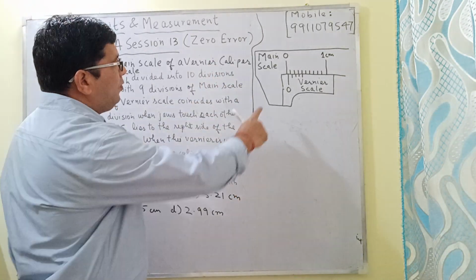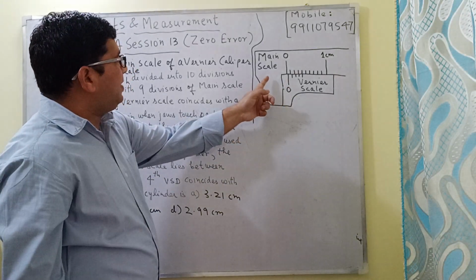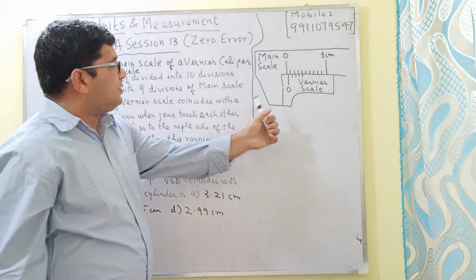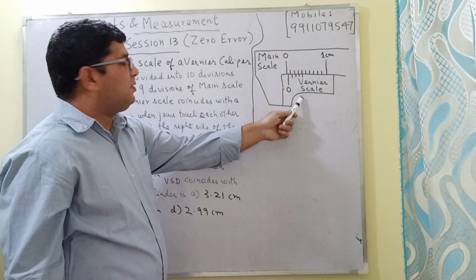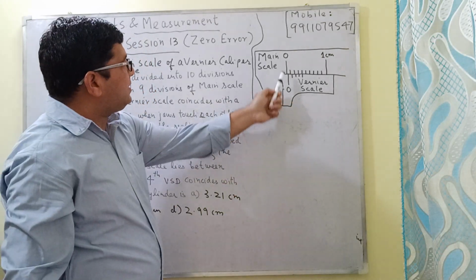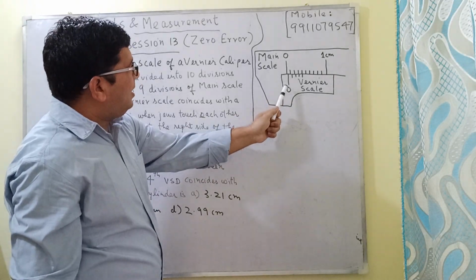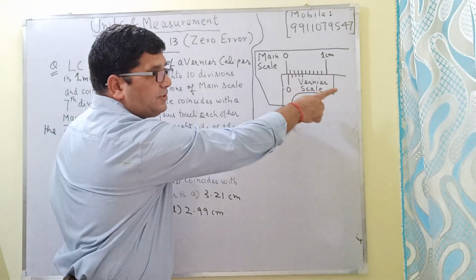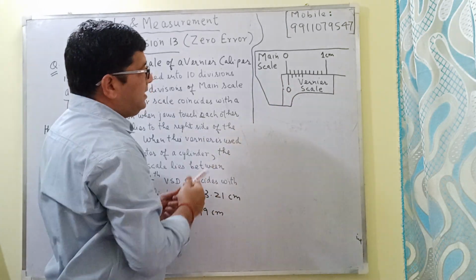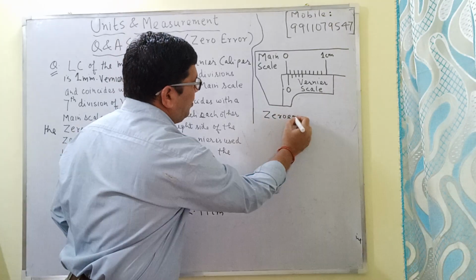Here I have made one small diagram depicting the vernier caliper. The vernier caliper has a main scale and a vernier scale. If the zero of the main scale is coinciding with the zero of the vernier scale when the jaws are brought in contact with each other, then there is no zero error. However, if the zero of the vernier scale is on the right side of the zero of the main scale, as I have shown here, then the zero error is positive.